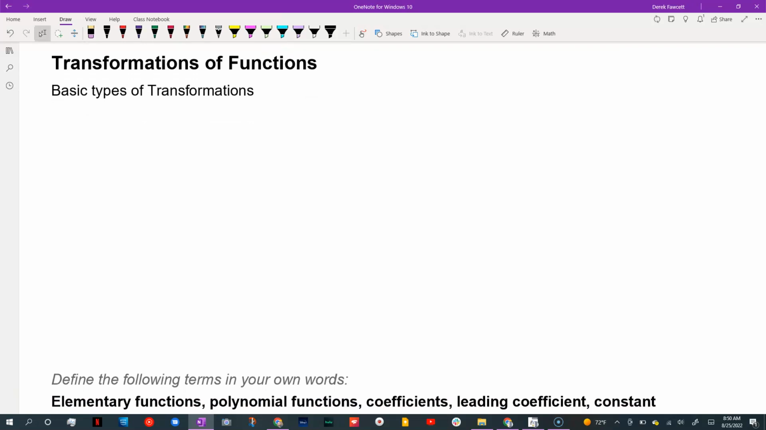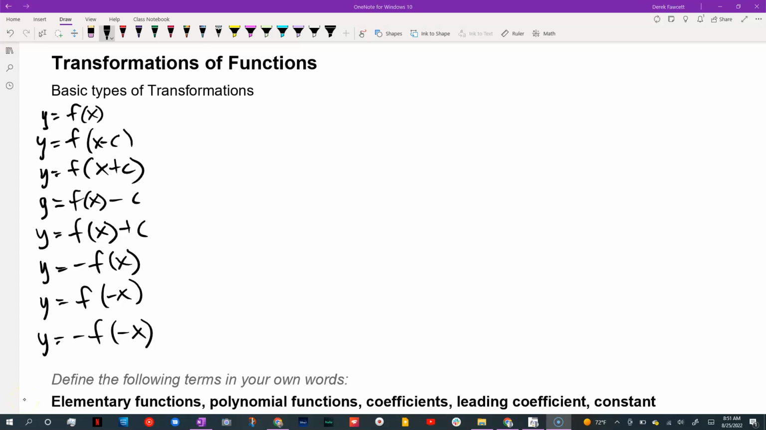Now this is in your book, you can copy them down. I'm going to go ahead and pause the video, write them down so that we can talk about them. So here are all of the different types of transformations, kind of going down the list here. With this first one, that's just your parent function. There's no transformation there, okay? But looking down under that, that is where it's going to be c units to the right. And then the next one is c units to the left.